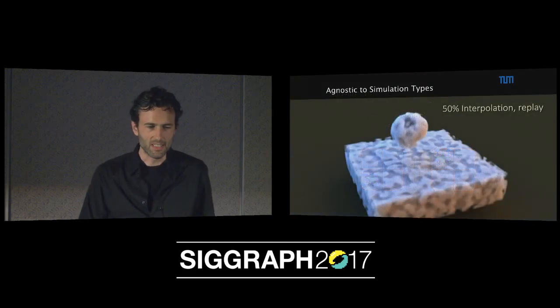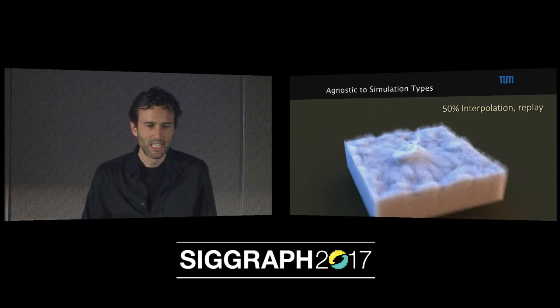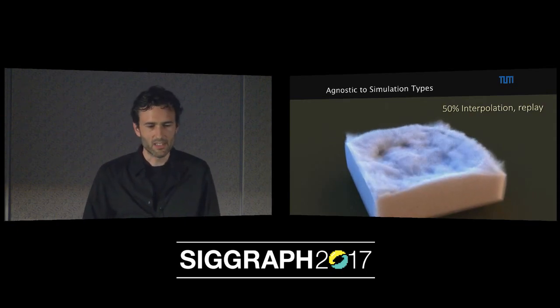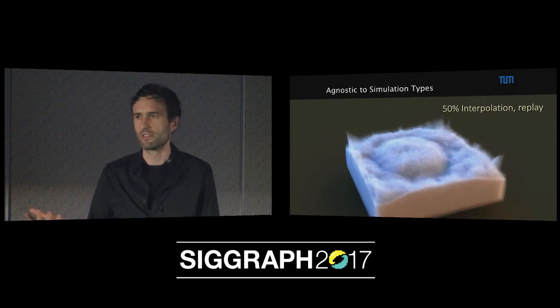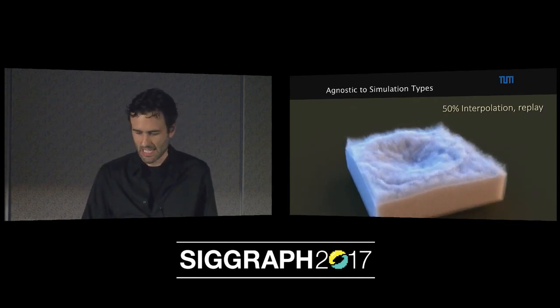And this is an example that I've also shown in the fast forward. Right, you can blend smoke and liquid. It doesn't matter too much. The method really just deals with the surfaces of the inputs.